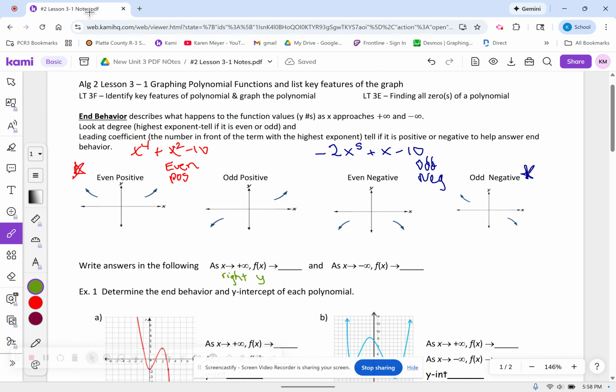So then your job is to tell me what the y numbers are doing. And then we write as x approaches negative infinity. So if x numbers are negative, that means we're on the left side. And then you would tell me what the y numbers are doing.